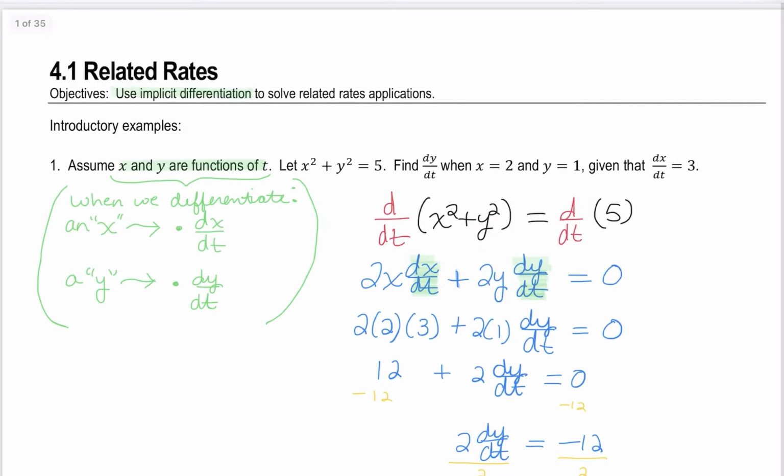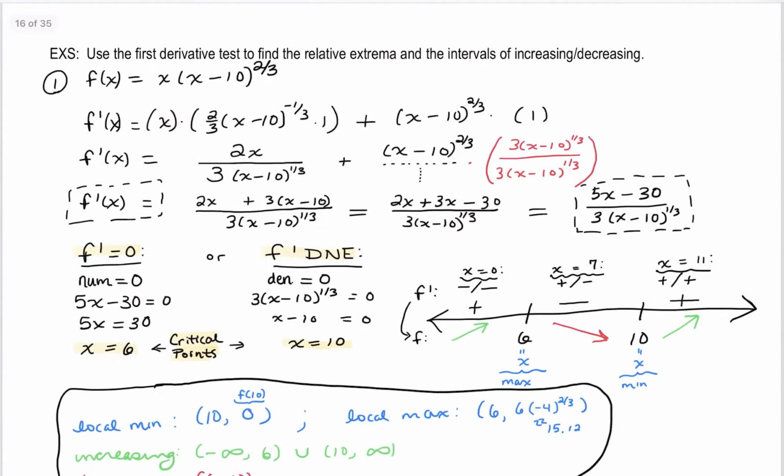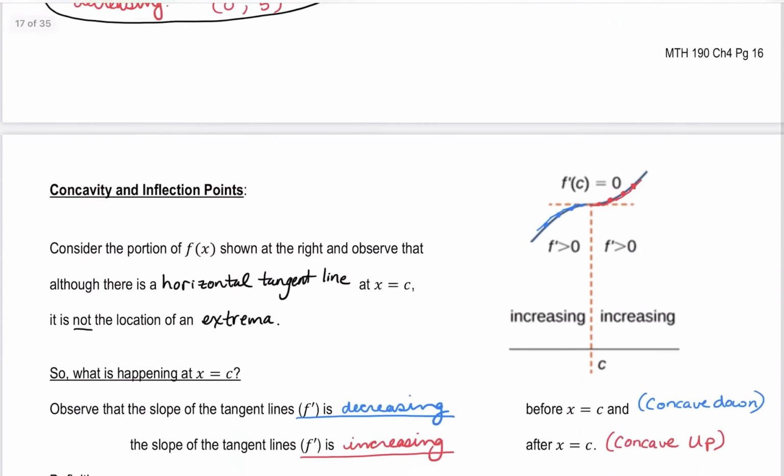Sorry, I lost my image there. Let's get back. All right. No, I must have hit something there.